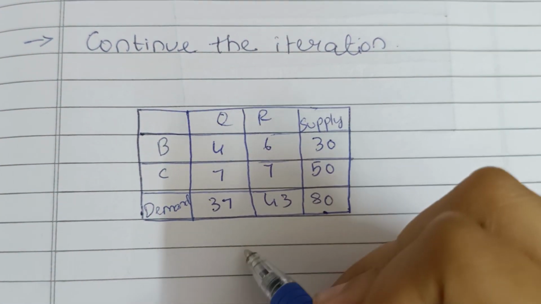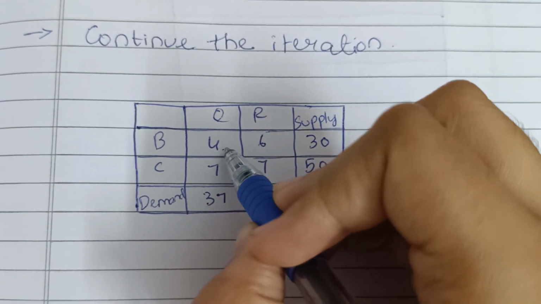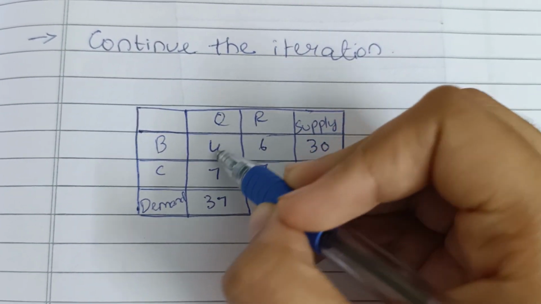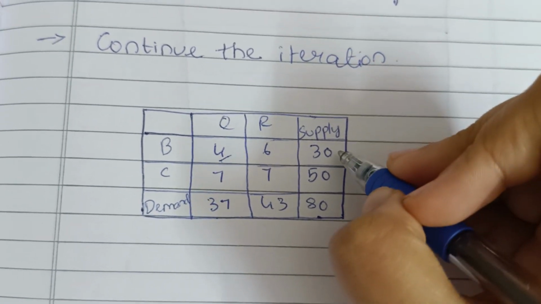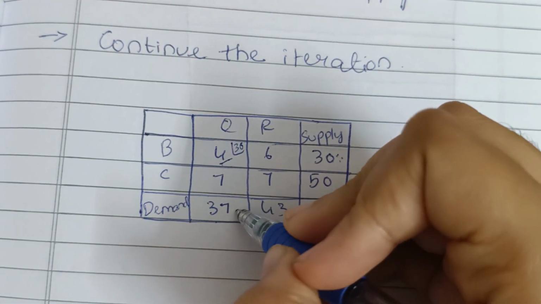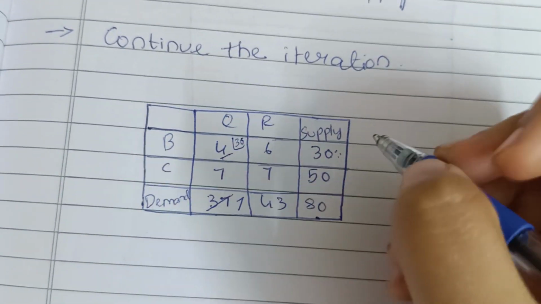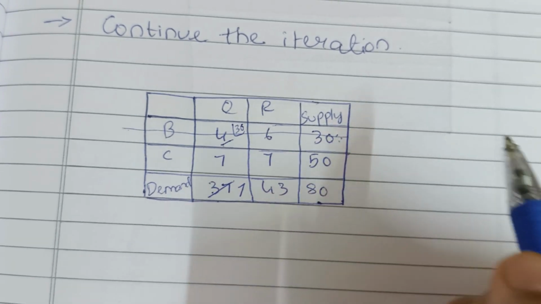This is the table now. Select the northwest cell, which is the first element of the first row and first column, which is this. In demand and supply, this is the minimum. So allocate 30 here, and subtract 30 here. This gives 7. Now we delete the entire row, because this is allocated.